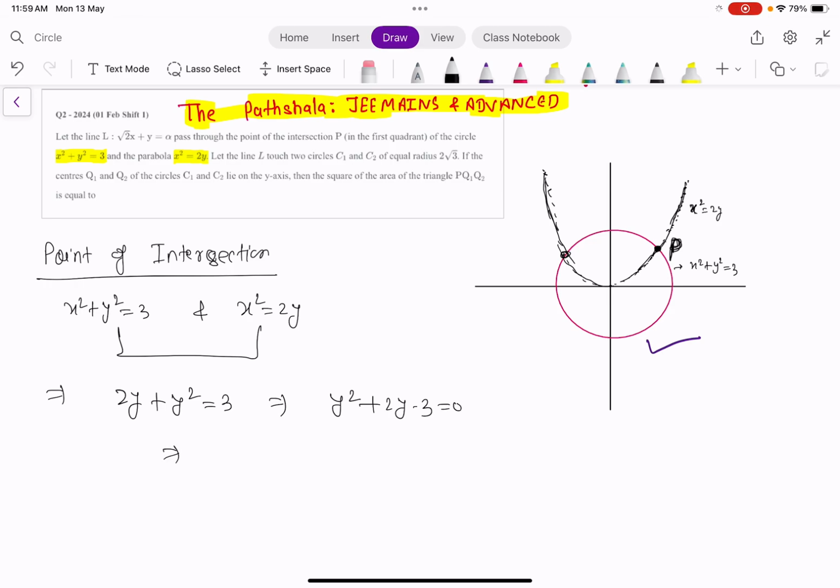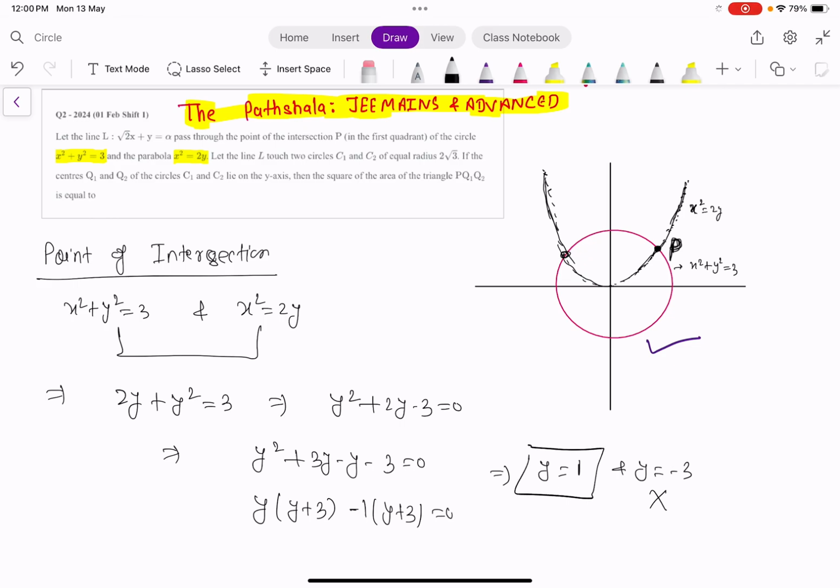Now if you solve this one, you will get y square plus 3y minus y minus 3 equal to 0. That is, if you take y common, y plus 3, and if you take minus 1 common, y plus 3 equal to 0. So from here you can get y equals 1 and y equals minus 3. This we can't take because the point lies in the first quadrant. So y equal to 1 we can take here.